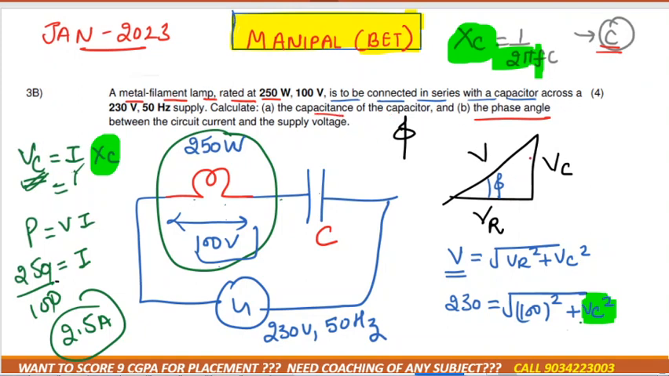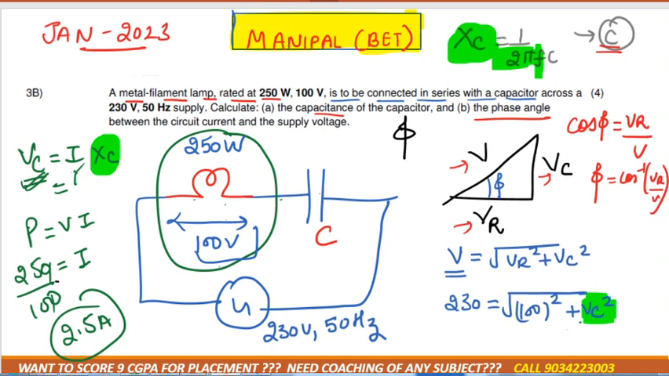Now the phase angle, as you can see, and we know cos phi is R divided by, right? From here phi is equal to cos inverse of VR divided by V, correct or not?